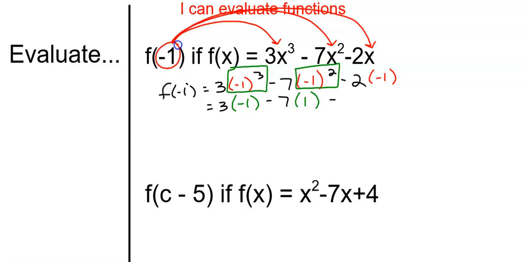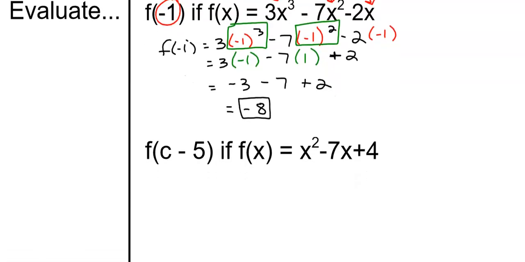Negative times negative is a positive. We can clean that up, I guess, while we are at it. And then at that point, we just need to do our multiplication. So 3 times negative 1 is negative 3 minus 7 plus 2. Negative 3 minus 7 is negative 10. Negative 10 plus 2 is negative 8. So our final answer there is negative 8.